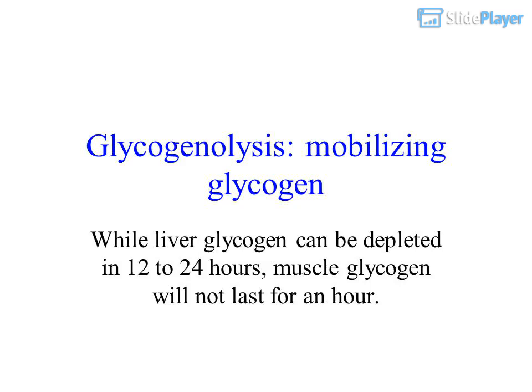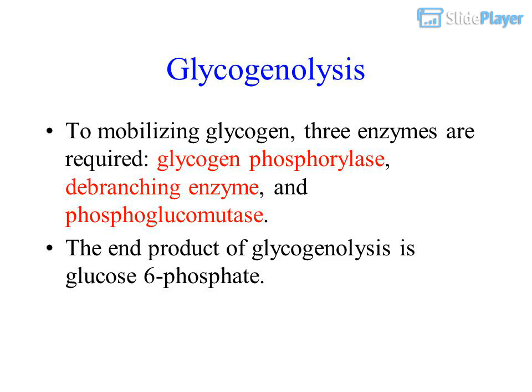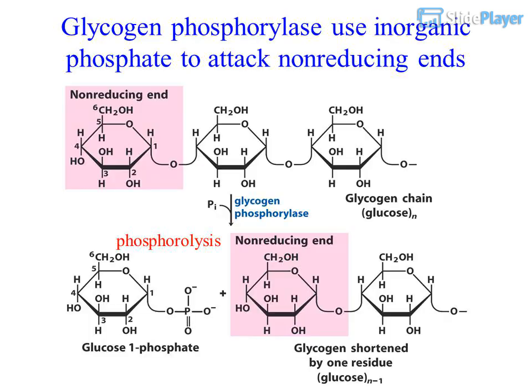Glycogenolysis, mobilizing glycogen. While liver glycogen can be depleted in 12 to 24 hours, muscle glycogen will not last for an hour. To mobilize glycogen, 3 enzymes are required: glycogen phosphorylase, debranching enzyme, and phosphoglucomutase. The end product of glycogenolysis is glucose-1-phosphate.